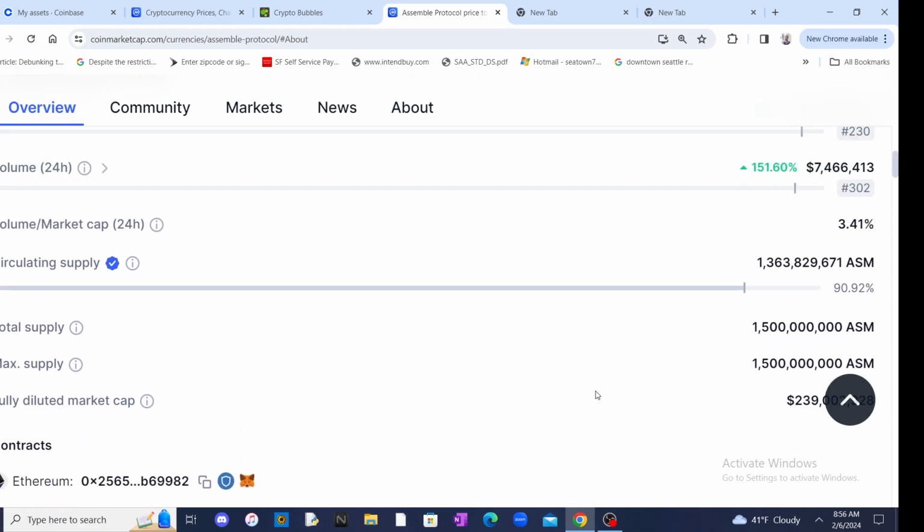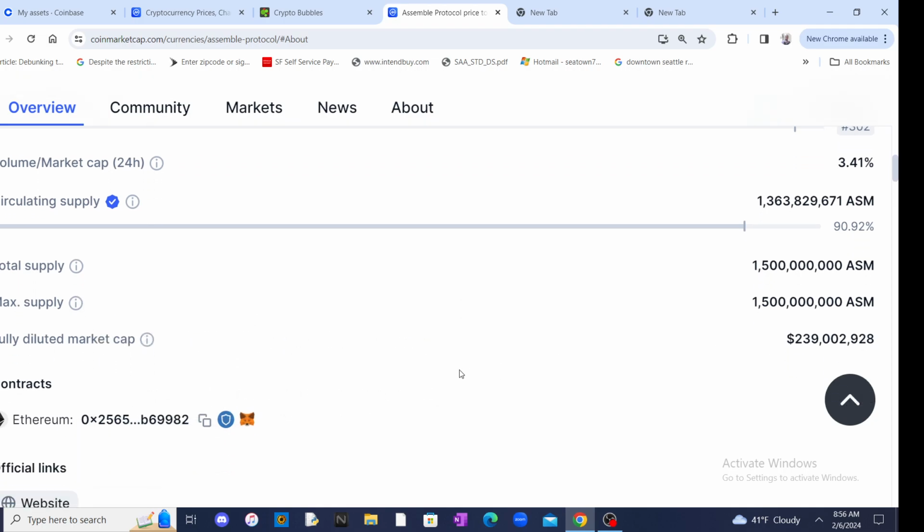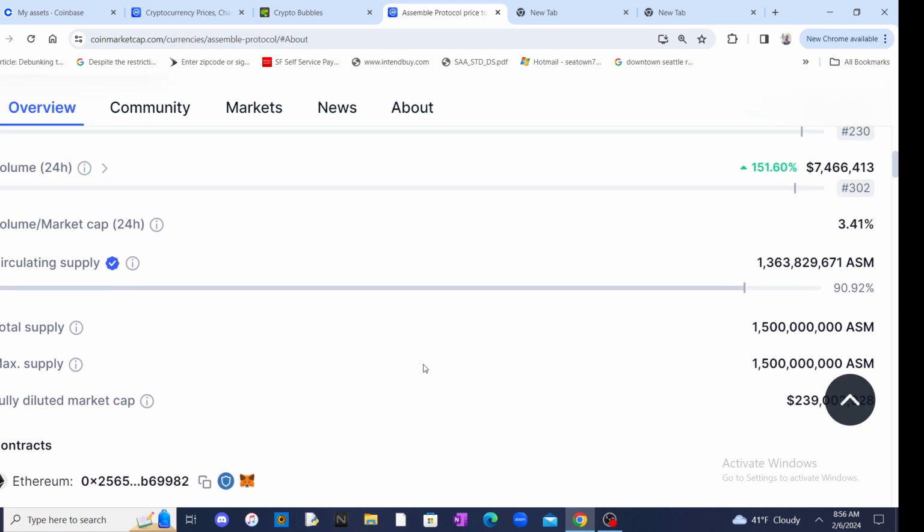Let's take a look at the tokenomics. It has 1.3 billion in circulation, and that's 90% of the supply. That's pretty good. The total supply is 1.5 billion, and the max supply is also 1.5 billion, so it doesn't look like they're going to add more tokens. The tokenomics look pretty decent on this one, and 90% of circulation is already out there, which is pretty good.